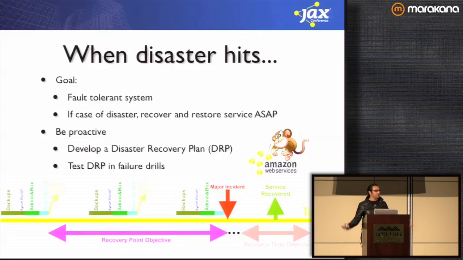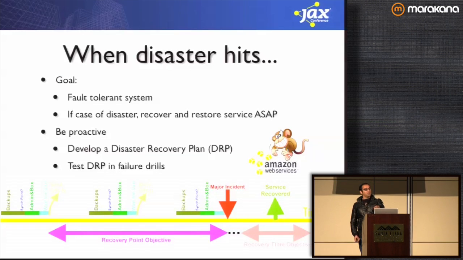That's why you're running on a cluster. That's why you depend on certain technologies and make those choices. But in the case of a disaster, you want to recover and restore your service as soon as possible. You want to have what is called a DRP, or a disaster recovery plan, and you want to actually do drills. Literally sit down and kill nodes and see how your system responds. Go through all these simulations.